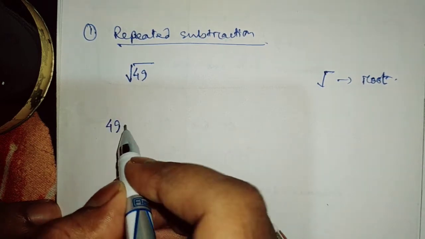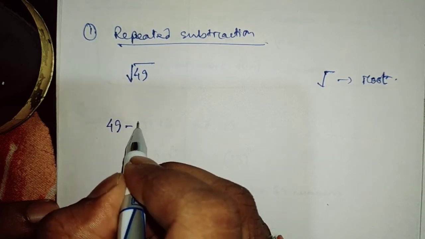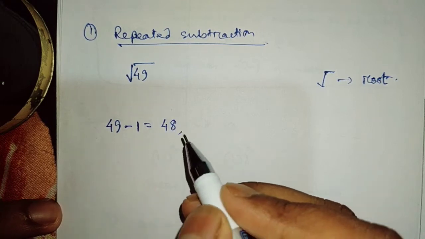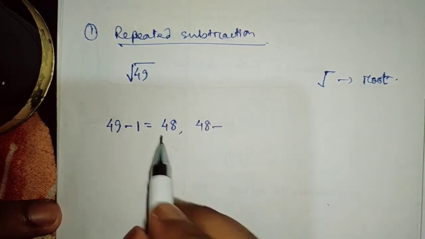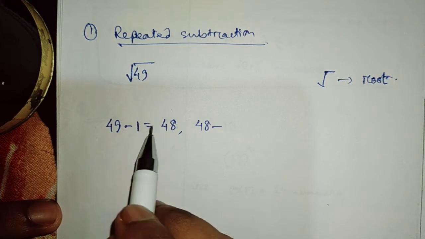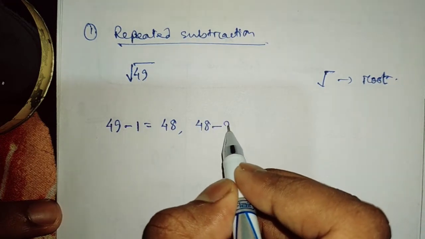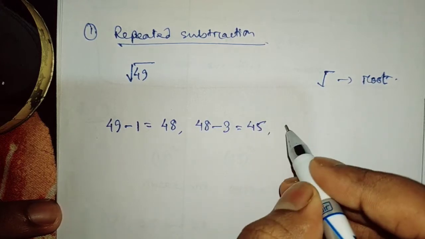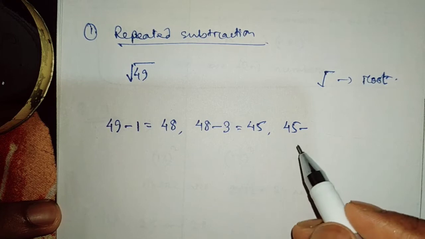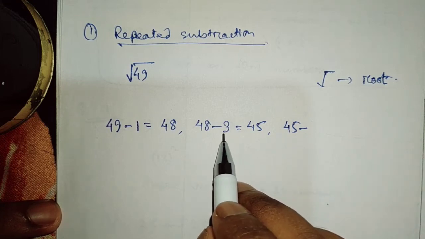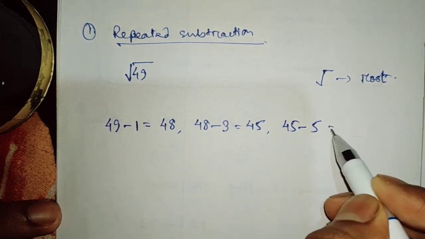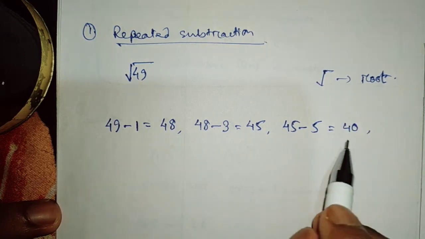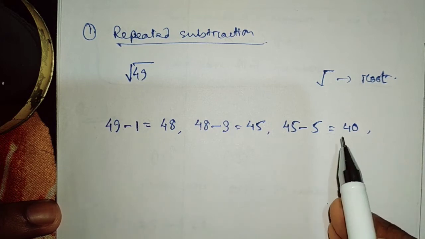From 49, what is our first odd number? 1. So we subtract 1 from 49 and get 48. Then from 48, we subtract the next odd number, which comes after 1, that is 3. So 48 minus 3 is 45. Then from 45 we subtract the successive odd number, 5. So 45 minus 5 is 40. We'll continue this till we get 0.